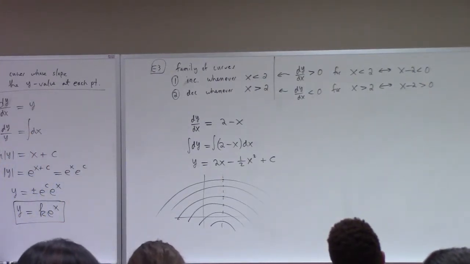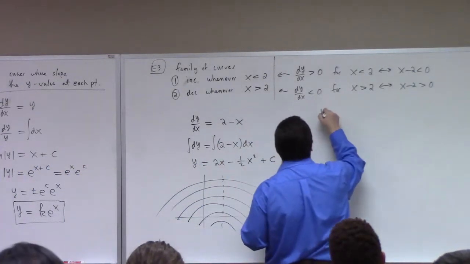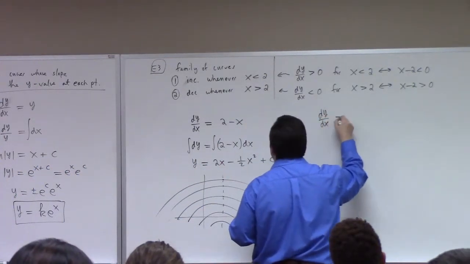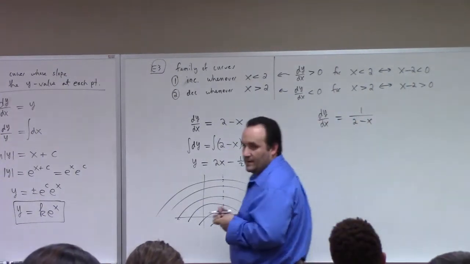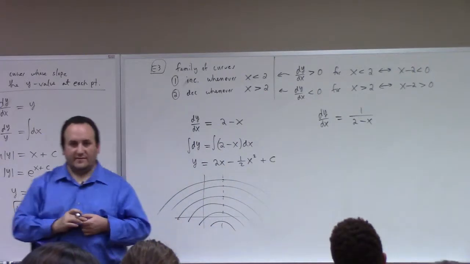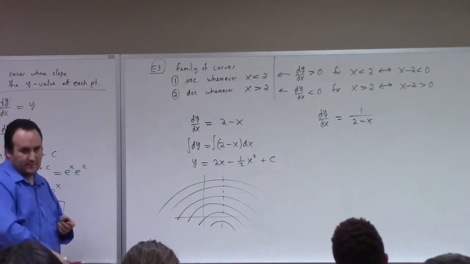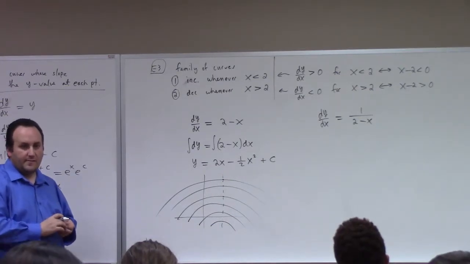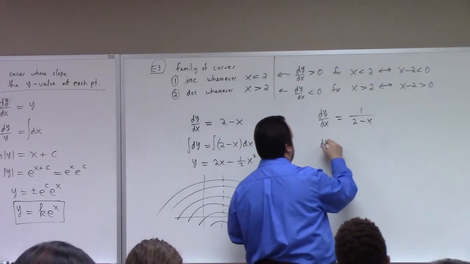Now, to get your answer, Josh, what you were seeing, instead of doing this, we would just do dy/dx equals 1 over 2 minus x. Is it 1 over 0? As x approaches 2, we get infinity there. That would be ln of 2 minus x.